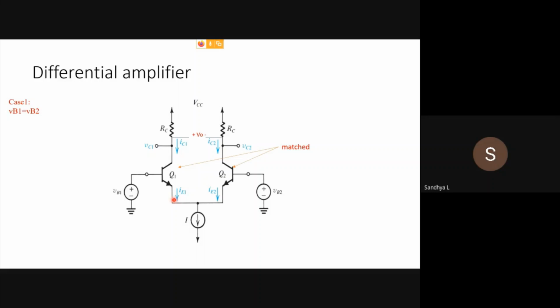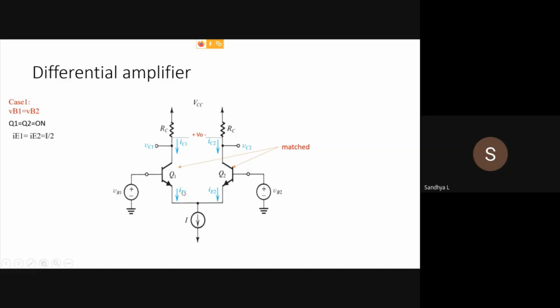Henceforth, IE1 equal to I by 2 and IE2 equal to I by 2, since IE1 equal to IE2. So I by 2 will flow through Q1 and I by 2 will flow through Q2. IE1 equal to IE2 equal to I by 2. So when I by 2 and I by 2 is flowing through Q1 and Q2 emitters, what is IC1 and IC2?